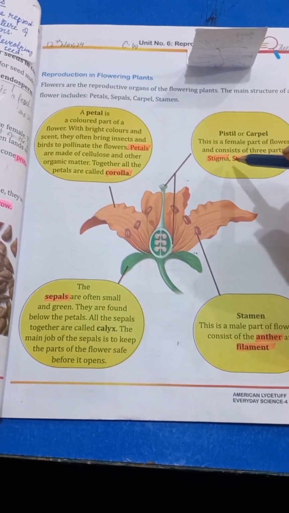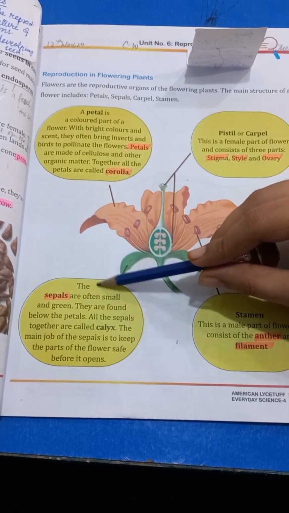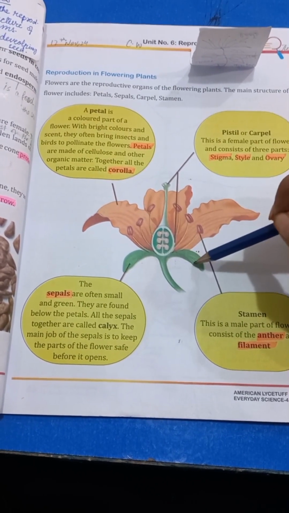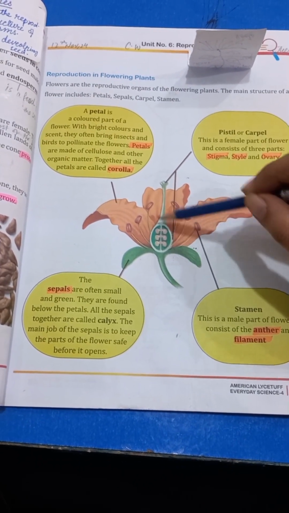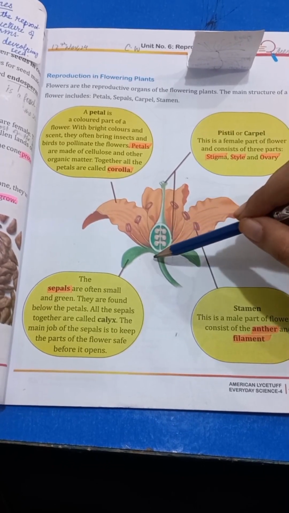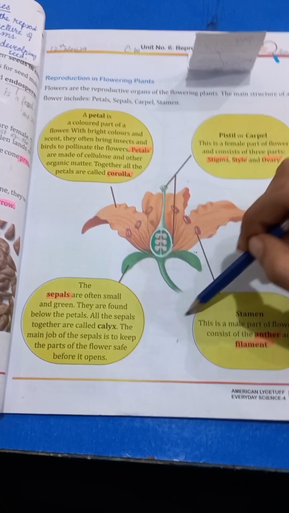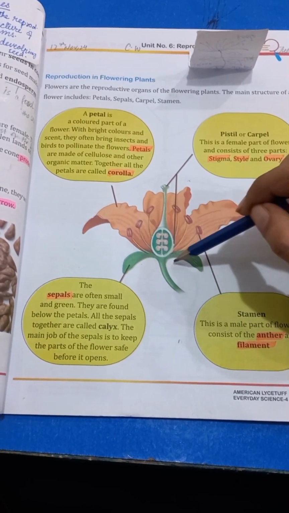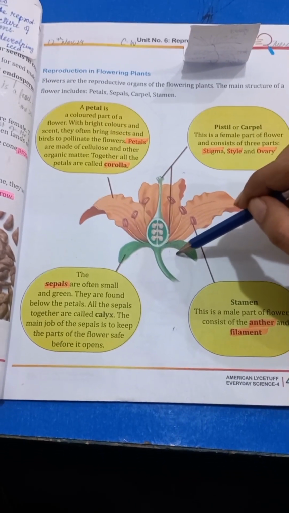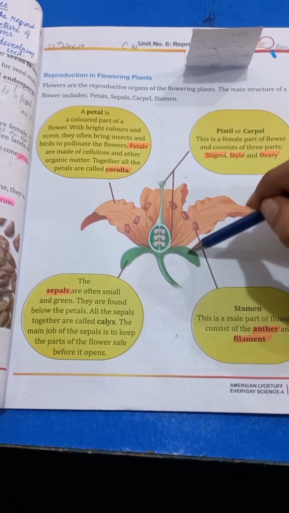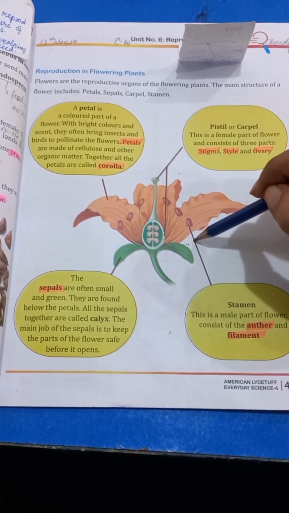After that, sepals. The sepals are often small. These are the sepals, and they are green. They are found below the petals. All the sepals together are called the calyx. If we study all the sepals together, then they are called the calyx. The main job of the sepal is to keep the parts of the flower safe before it opens.